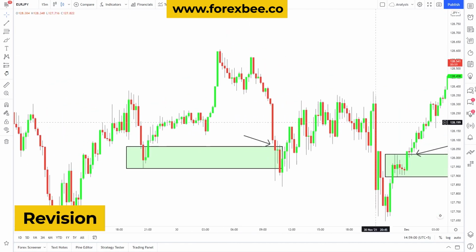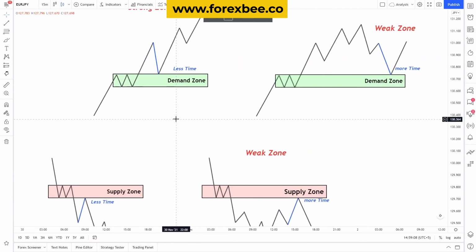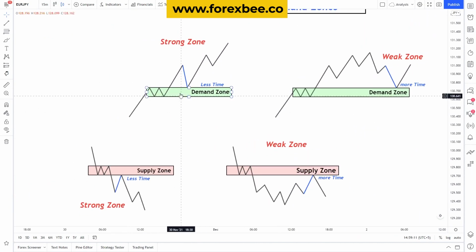So let me just repeat what we have discussed in this video. We have discussed how you can identify strong and weak demand zones. Okay, how you can differentiate between strong and weak zones, and we saw that if the price comes back to a zone right after its formation, then it is a strong zone. But if the price takes a long time to come back to that zone, then it is a weak zone.